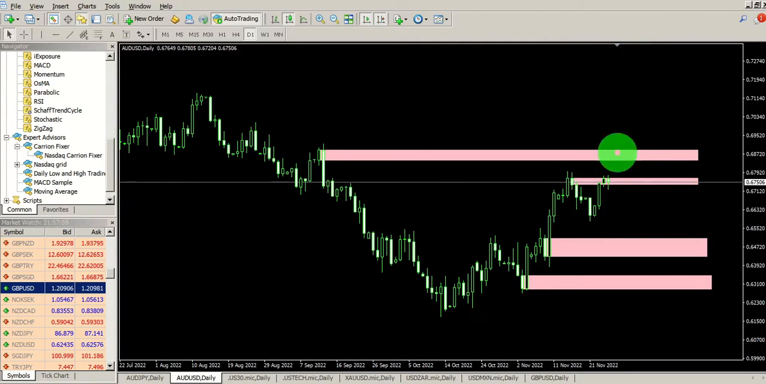But I don't think this might reverse. I think it might go up a little bit and then finally reverse and take out this highs and use this order block as some sort of reversal area. So we will see. Just have to wait and see what the market decides to give us.